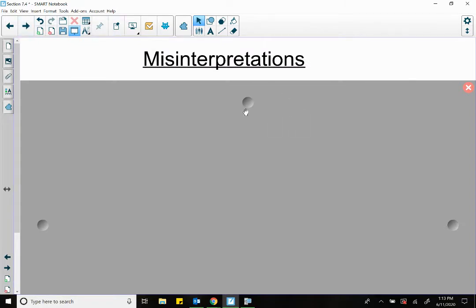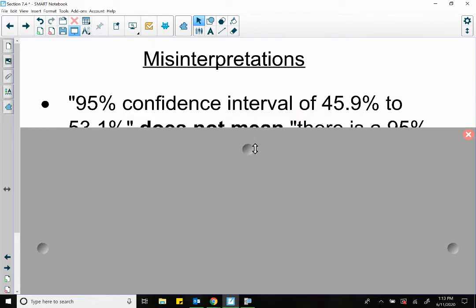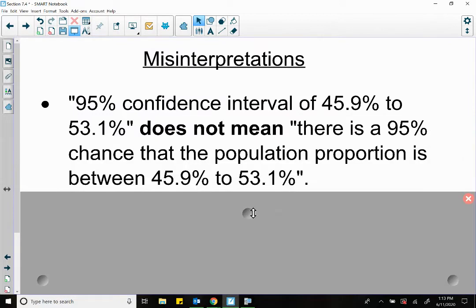So let's talk about some misinterpretations, because this is the big thing. That confidence level that we usually like is 95%. I want you to understand that usually what we say is we have a 95% confidence interval of 45.9% to 53.1%, and that does not mean there is a 95% chance that the population proportion is in there. That's not what this level means.